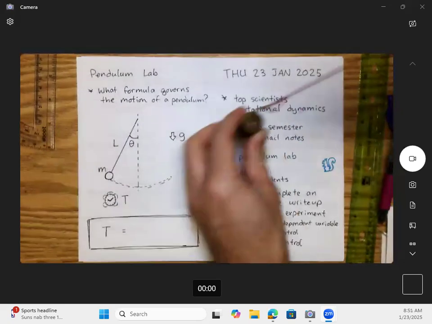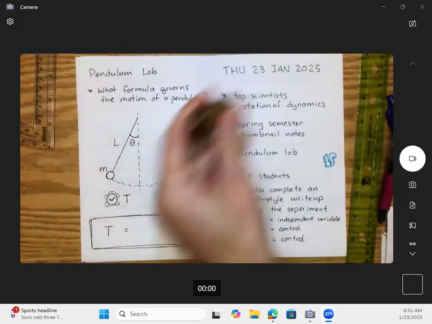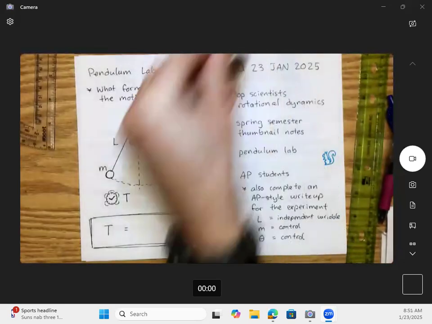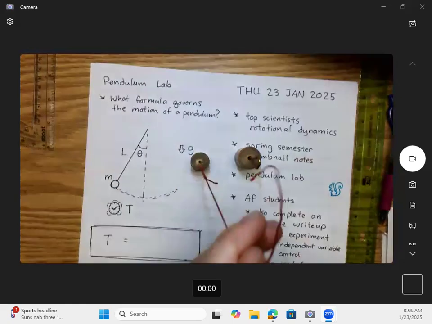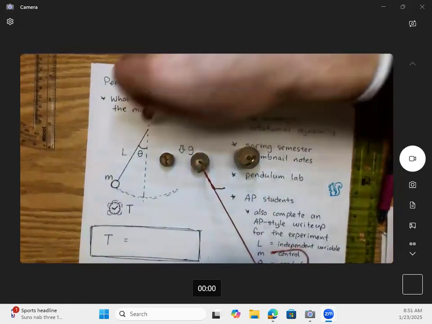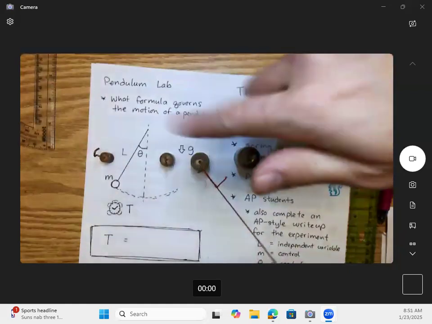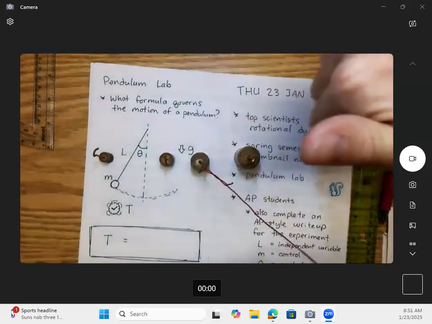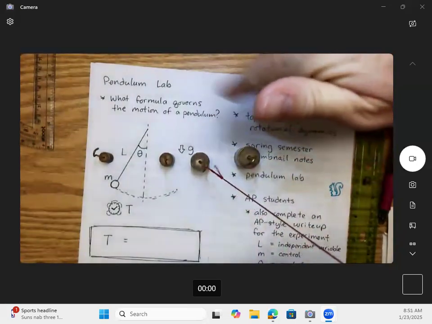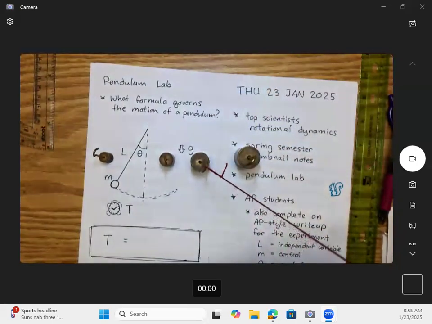What if I replace the small mass with a bigger mass? Or I got some smaller ones too. So as I increase the mass, make it bigger, bigger, bigger, is that going to increase the time period, which is to say it slows down? Is it going to decrease the time period, which is to say it speeds up, goes back and forth really fast? Or would it be no change?